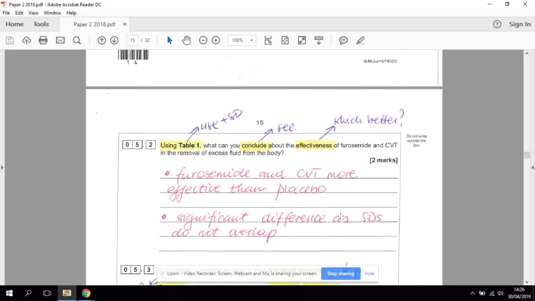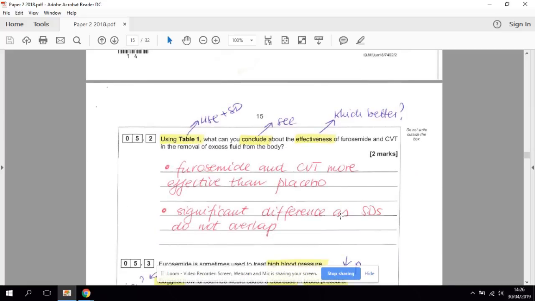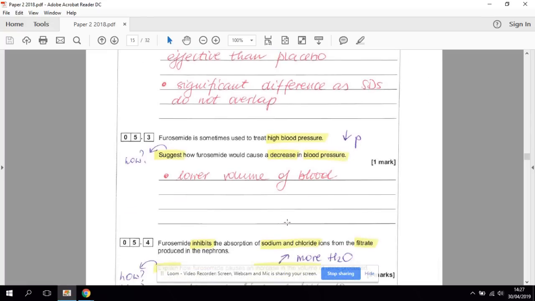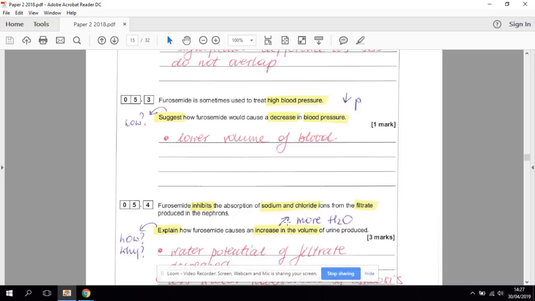Using table 1, including of course the standard deviation, conclude, so say what you can see about the effectiveness of those drugs. What we can see is that both of them are of course more effective than placebo, so that was the tablet without any of the drugs. And what we say using the table is that there is a significant difference, because the standard deviations do not overlap. So we've got a drug that is sometimes used to treat high blood pressure, and suggest how this drug could cause a decrease in the blood pressure.